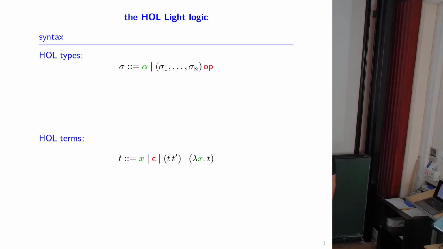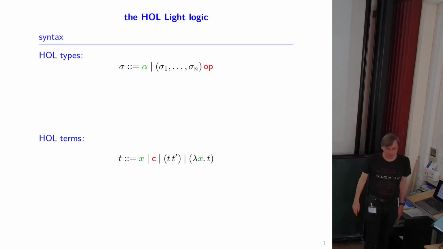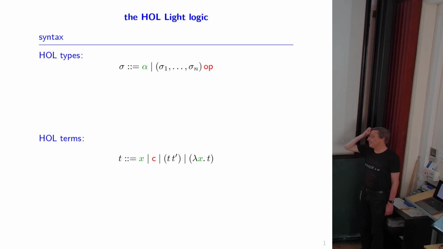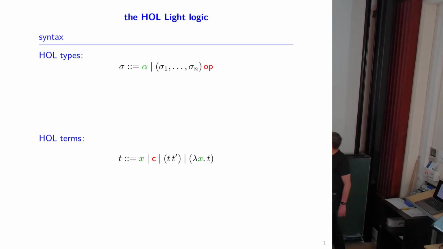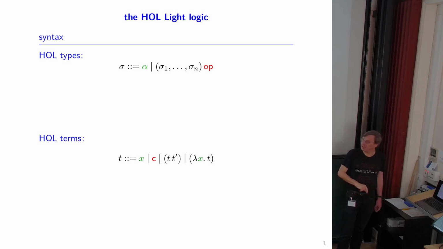A HOL term is basically four possibilities. Either it's a variable, it's a constant, it's two terms next to each other, and that you should read as function application. So t is the function, and t prime is the argument. And normal people put the bracket one place to the left here, would say t applied to t prime. With lambda calculus people and functional programming people put it next to each other, and then they're happier. And this is lambda abstraction. This means we have a function, it takes an argument x, and the value of the function is this term t. And that's all we get. This is the whole system.